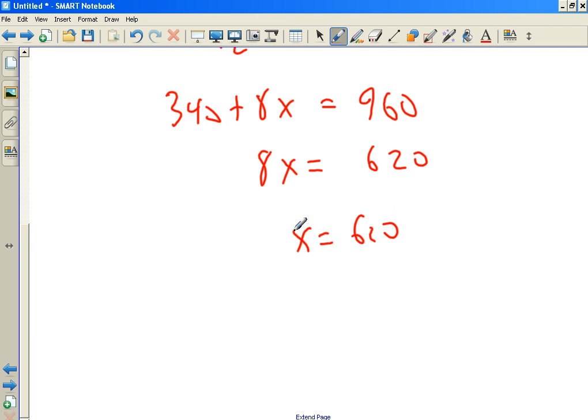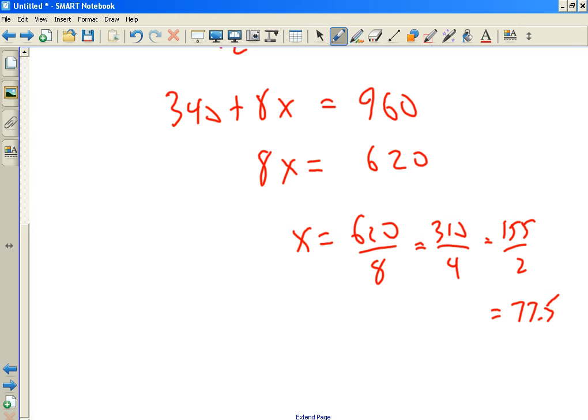So 620 divided by 8. Well, that doesn't go nice and even, does it? Because if you divide by 2, it's 310 divided by 4. And you divide that by 2, it's 155 divided by 2. And 155 is not even. What do you get? 77.5. Yeah, good, that's exactly right.